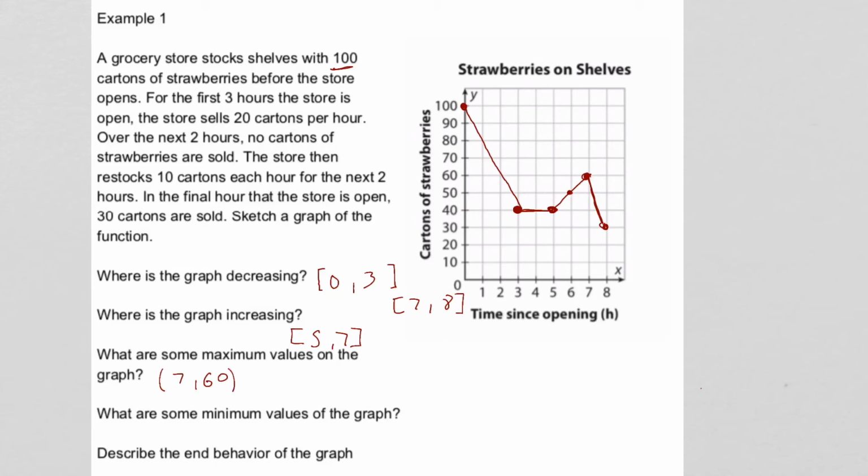And what are the minimum values? It looks like 30. 30 is the minimum value, or the point 8, 30. Now these are significant points, right? These are not intervals.